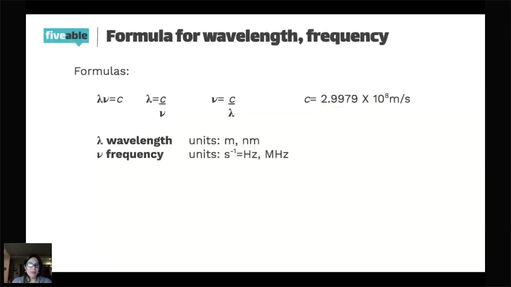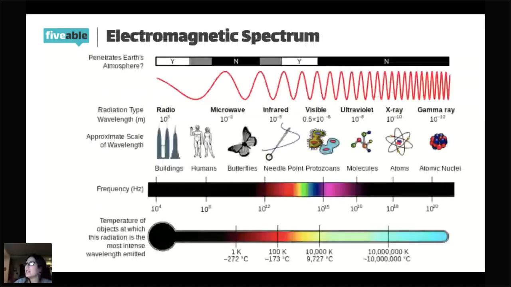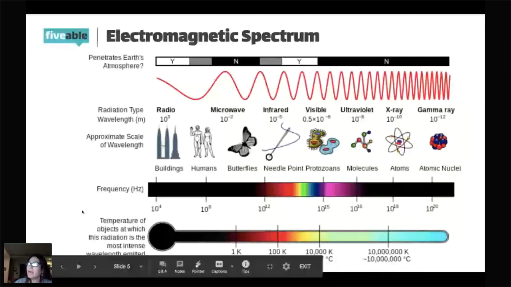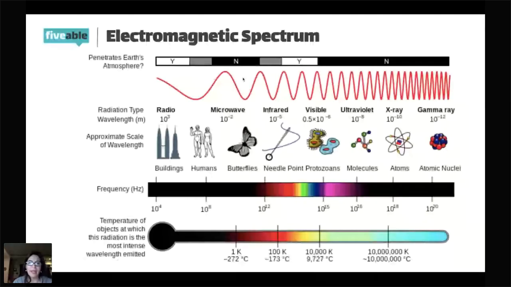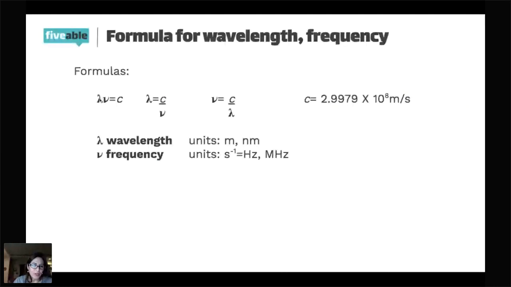So for example, if they ask us, the formulas for wavelength and frequency are these ones. We know that the higher the frequency, the smaller the wavelength, and the other way around, the longer the wavelength, the lower the frequency. So we know that wavelength and frequency are inversely proportional to each other. If one increases, the other decreases.